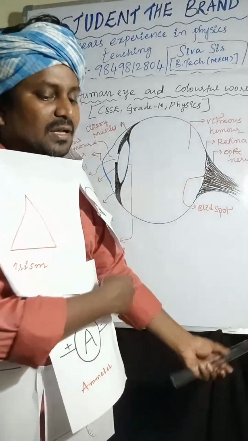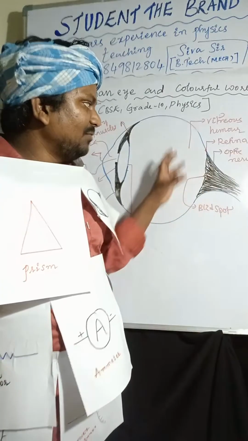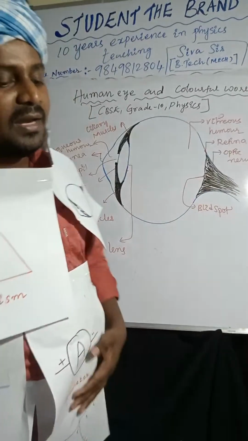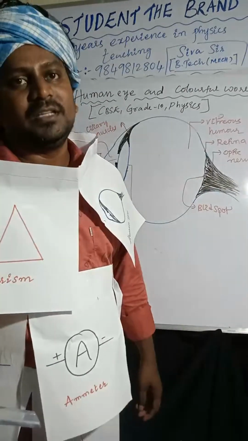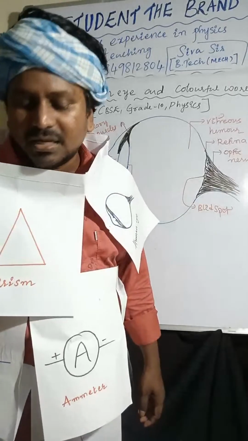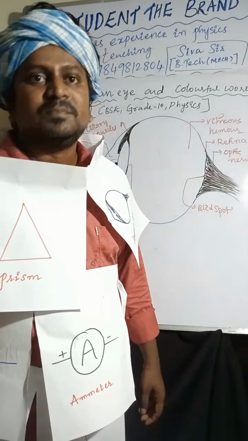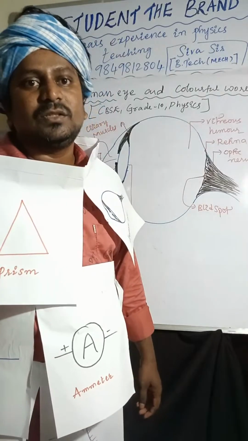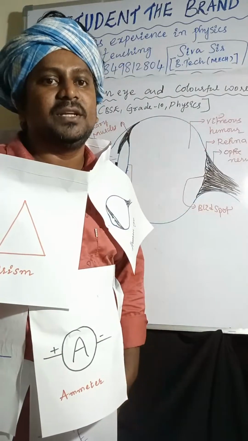Optic nerve is the nerve, so through this the information will be sent to the brain. Normally, whatever we are seeing is a 2D image. After reaching the brain, that 2D image will be given additional information.